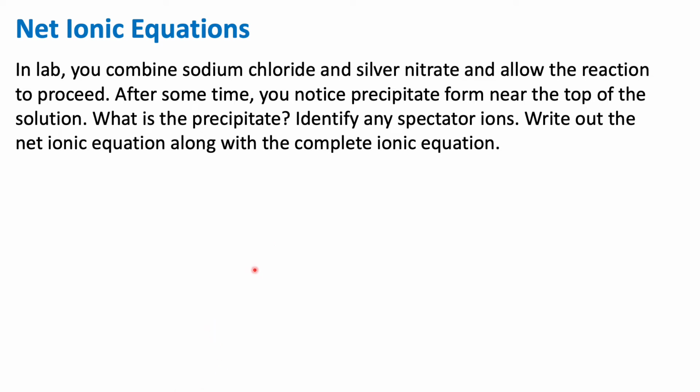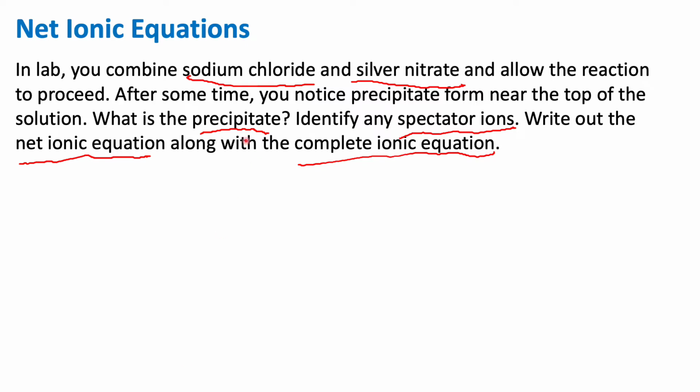In this video, we're going to go over net ionic equations step by step and determine all the details by answering the following example question. So in a lab, you combine sodium chloride and silver nitrate and allow the reaction to proceed. After some time, you notice precipitate form near the top of the solution. What is the precipitate? Identify any spectator ions, write out the net ionic equation and the complete ionic equation.